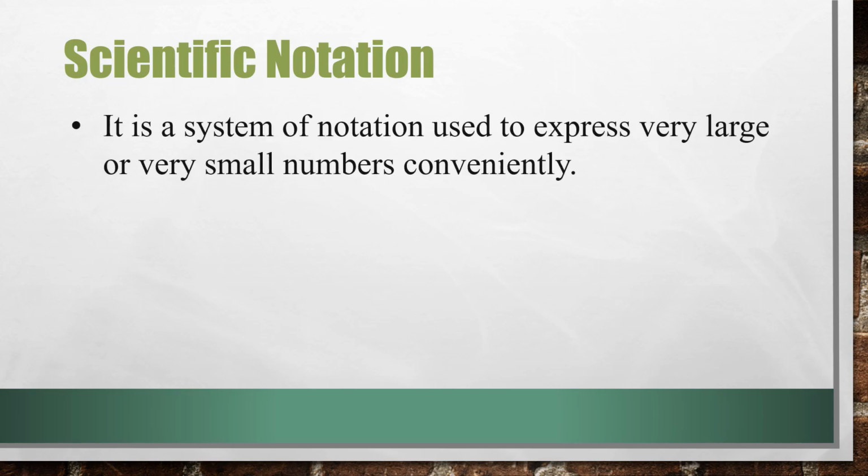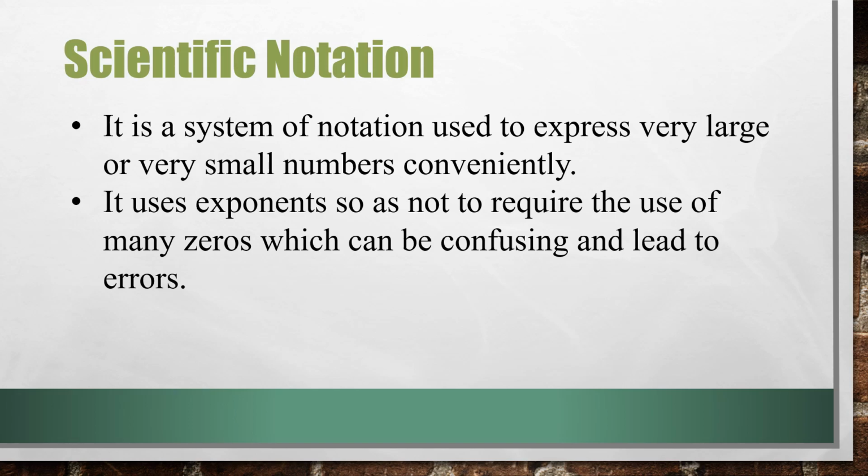Scientific notation is a system of notation used to express very large or very small numbers conveniently. This is used for us to present very large and very small numbers easily. Next, it uses exponents so as not to require the use of many zeros, which can be confusing and lead to errors. Writing very large or very small numbers was sometimes confusing because of many zeros, but scientific notation uses exponents for us to prevent errors in writing very large or very small numbers.